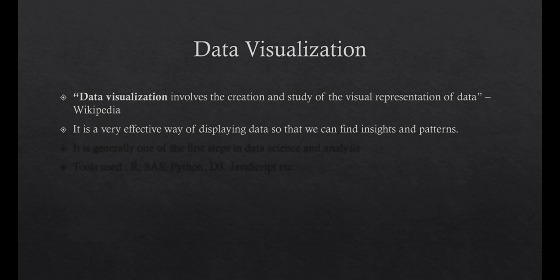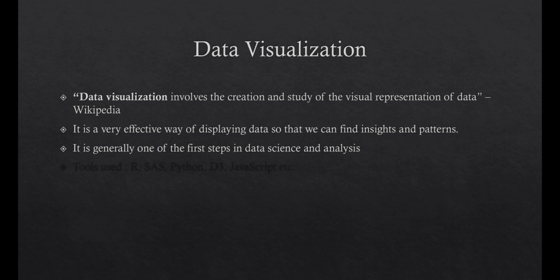It is generally one of the first steps in data science and analysis. Visualization is usually done right after the data collection, as sometimes it might help in data pre-processing as well. Tools that are generally used in data visualization are R programming, SAS, Python, D3, and JavaScript. Among these, R programming is very widely used and is among the top choice for data scientists.